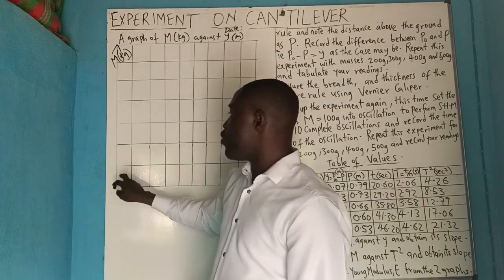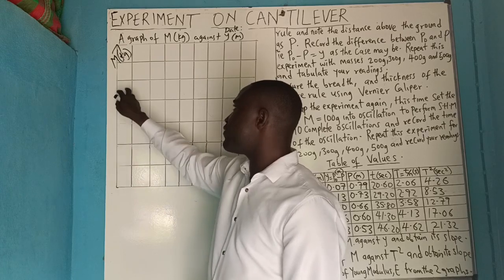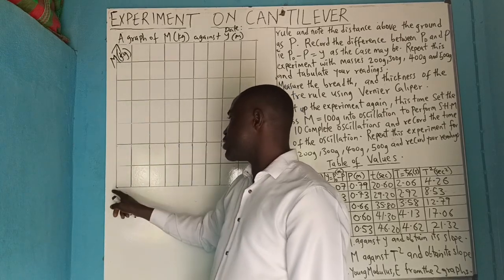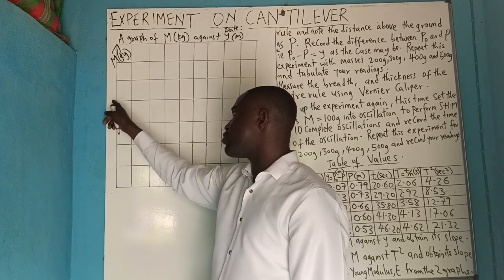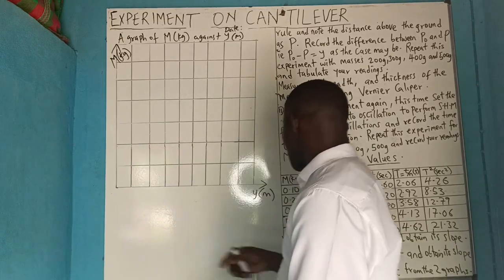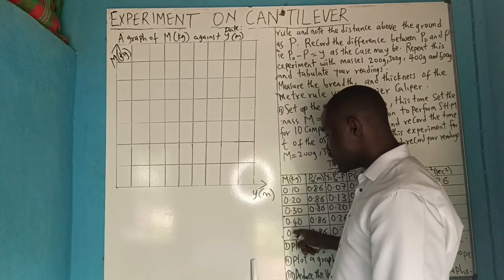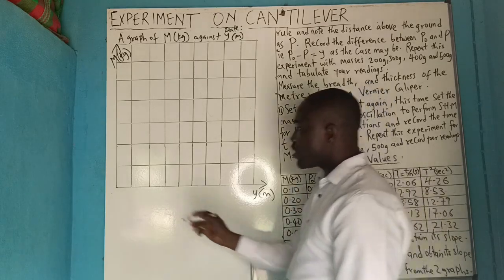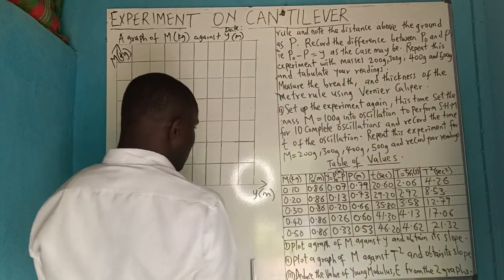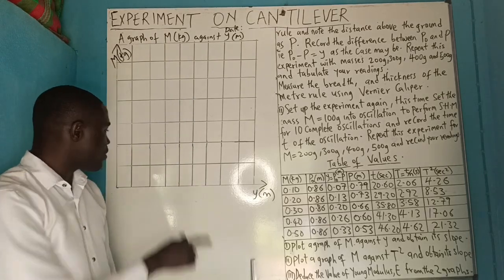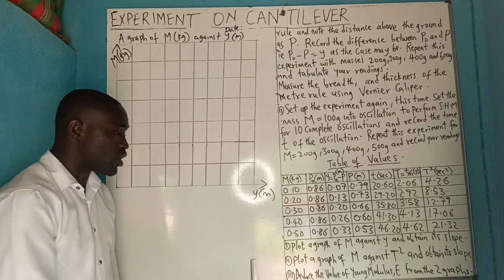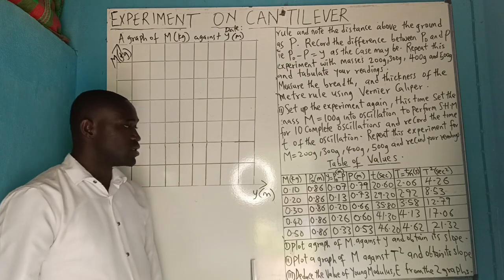Now we have 1, 2, 3, 4, 5, 6, 7. If we say 0 here, 0.1, 0.2, 0.3, 0.4, 0.5. Wow. And the highest we have here is 0.5 for M. So we can say, should we plot from 0 from origin? It is left for us because it was not instructed.